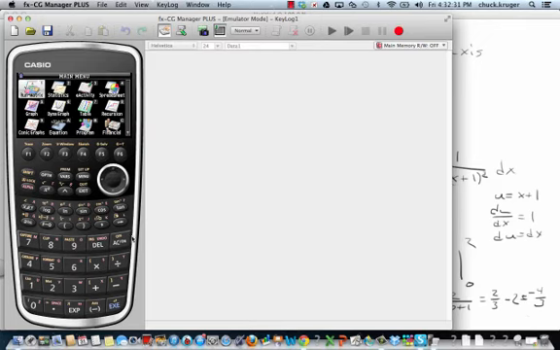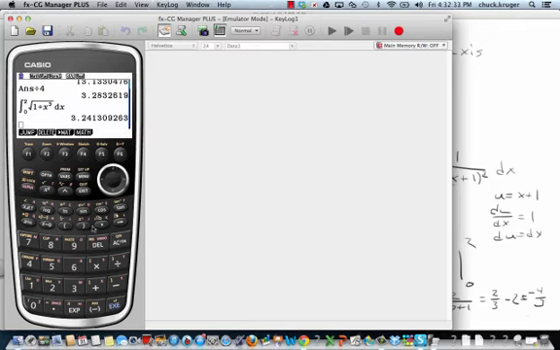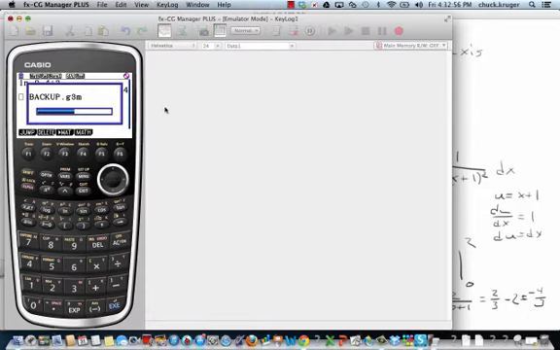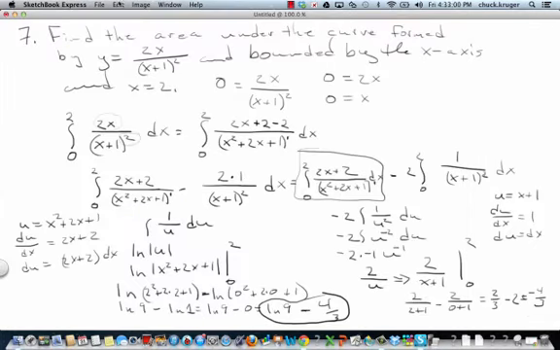So let's go back to menu. Let's come up here, execute. Let me clear some of this stuff. And I got the natural log of 9 minus 4 divided by 3. And I get exactly the same answer. So it's a good way to check to see that I did everything correctly. So I'm going to close this screen. And I'm going to clear this.